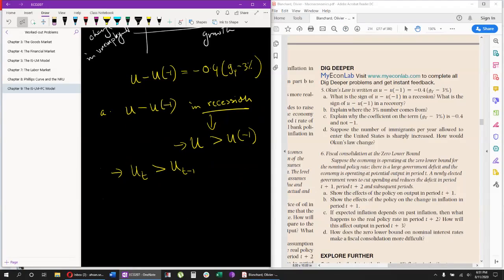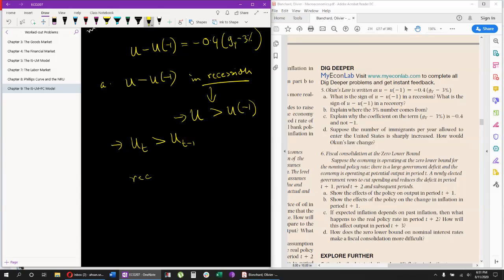Next part of the question, what is the sign in a recovery? So the economy was in a recession, now it's recovering. It started to create jobs again, output and production are going up, and so we are making a recovery.